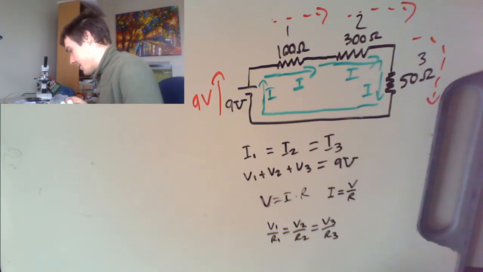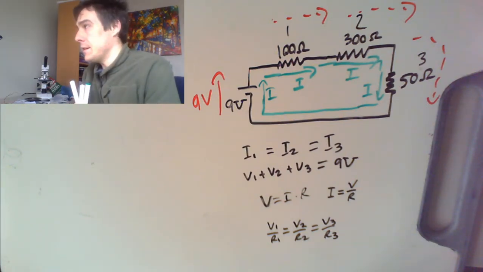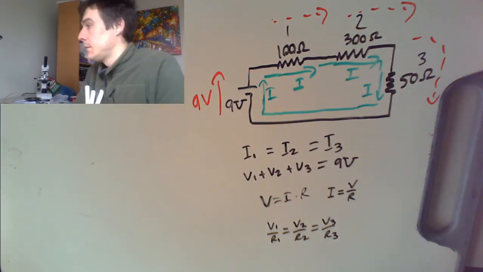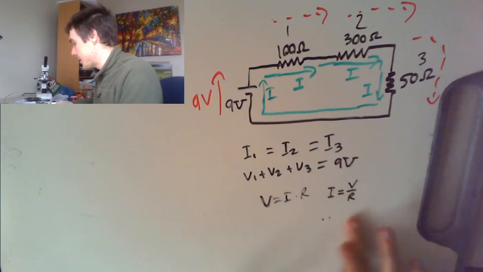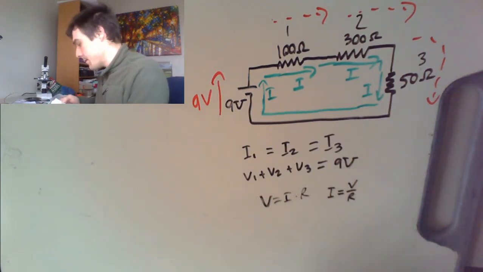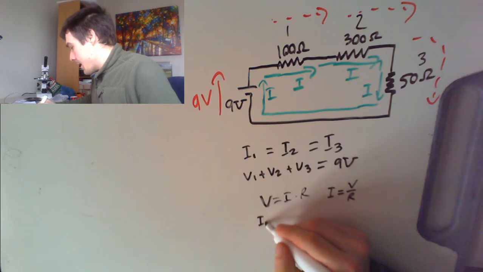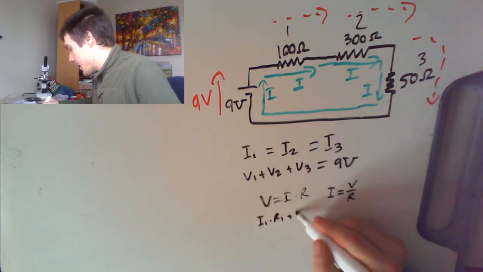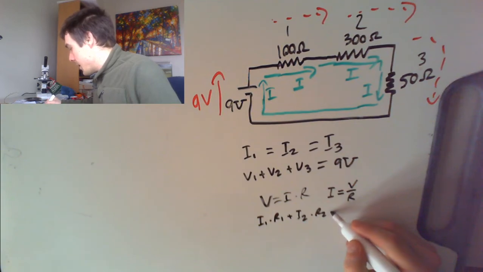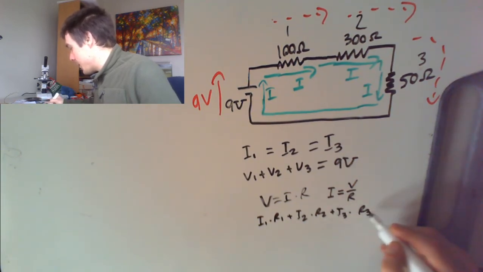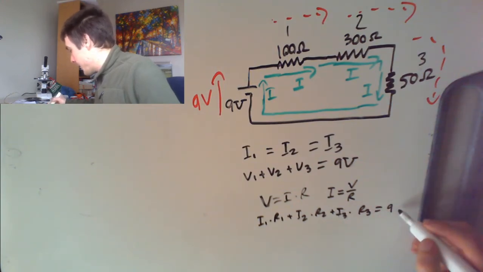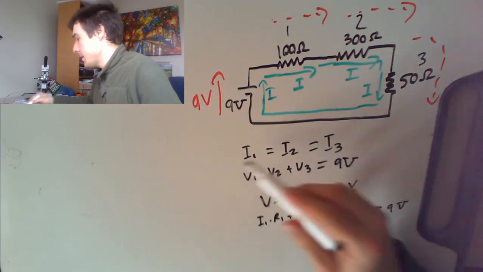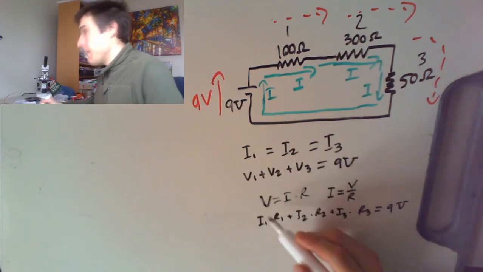From there, we can work it out. Actually, I think I've got this a little bit backwards. I'm going to pause and think it through. Okay, I paused and thought about it, and I realized it's easier to use V equals IR, because that means that I1 times R1 plus I2 times R2 plus I3 times R3 is going to be 9 volts.